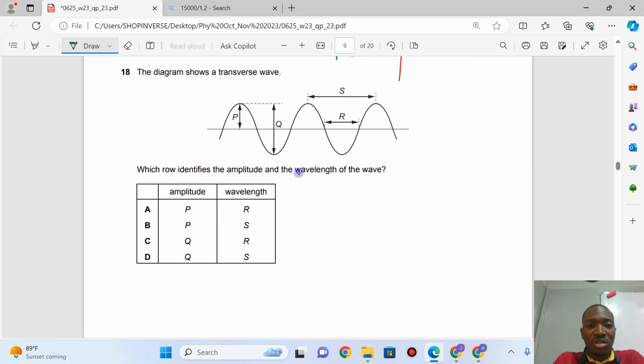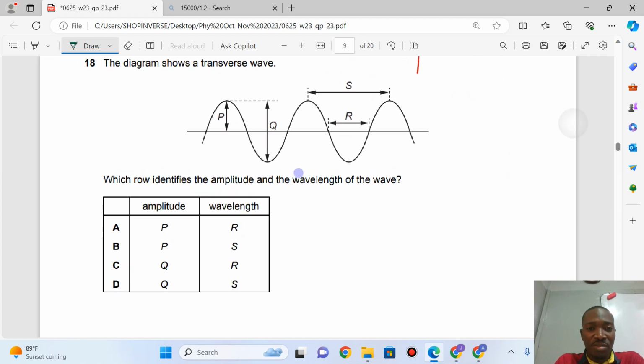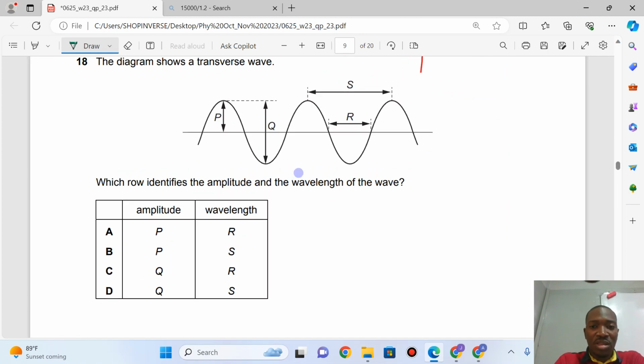The diagram shows a transverse wave. Now, this is the question. Which row identifies the amplitude and the wavelength of the wave? Amplitude is the easiest. Maximum displacement from the equilibrium position. That is P for amplitude. Then wavelength, distance between two successive crests or two successive troughs. That is S. S for wavelength.